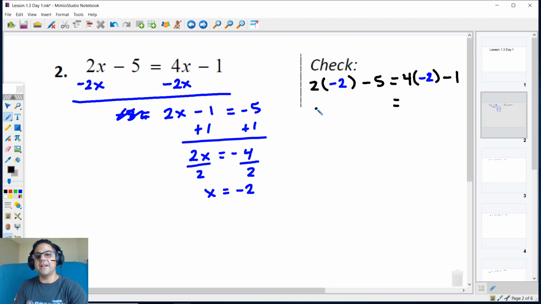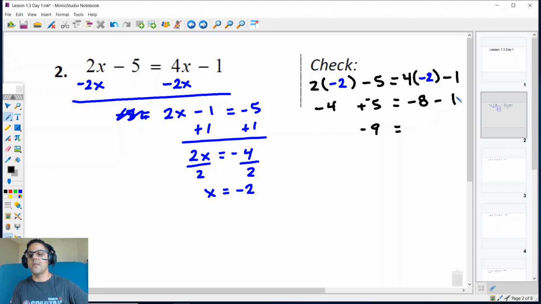So 2 multiplied by negative 2 is negative 4, and then I got to subtract 5. So I could change this to really adding negative 5, which means it's a 9 with a negative sign, so negative 9. On the right side, I have 4 multiplied by negative 2, which is negative 8, subtract a 1. Or I can do adding the opposite, which means add them up, same sign. So there we go. Negative 9 is definitely equal to negative 9. So therefore, my value of x equals negative 2 is a true solution to this equation.